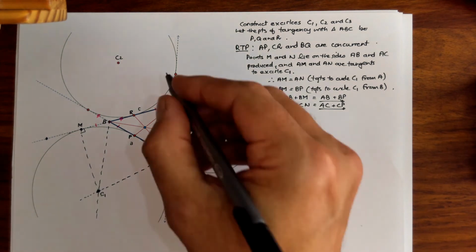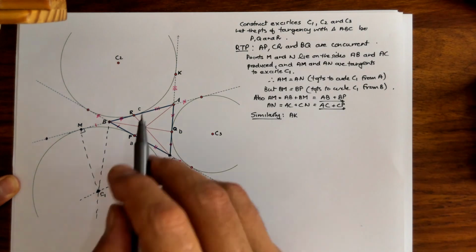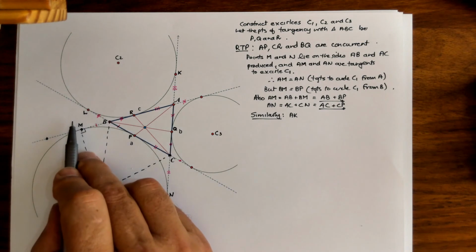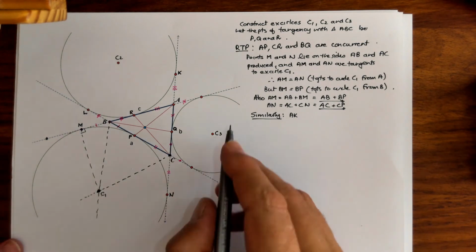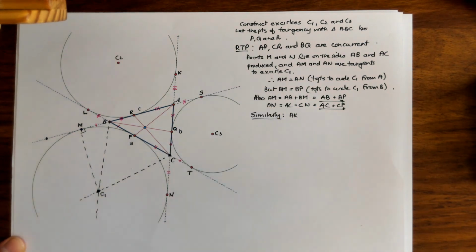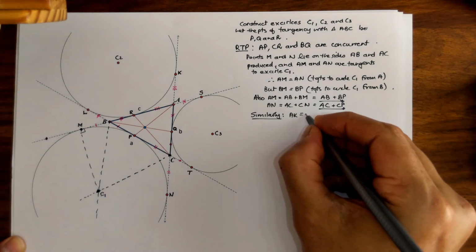Let's put K over here. Now, the tangency points to that circle C2, I'm going to call K and L. And let's say the tangency points to C3 are S and T. Okay, so AK is equal to AR.